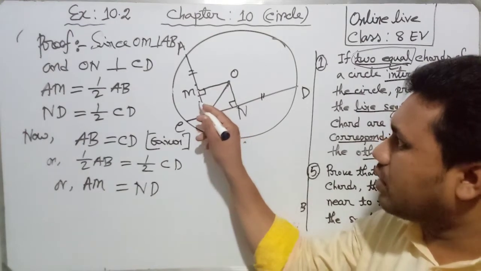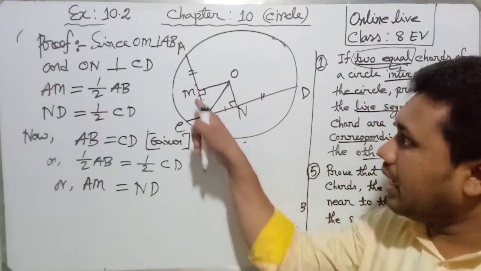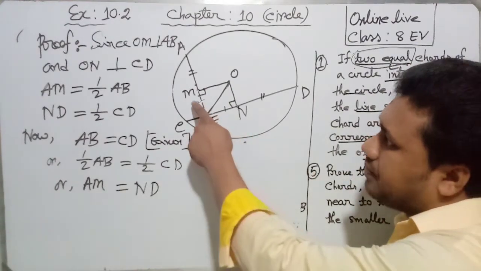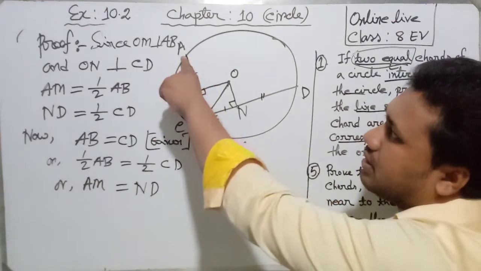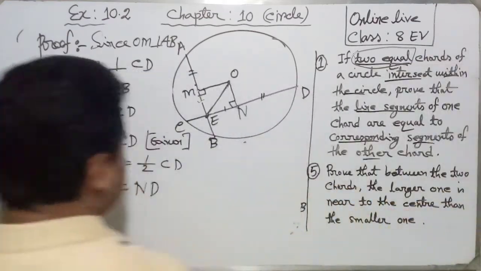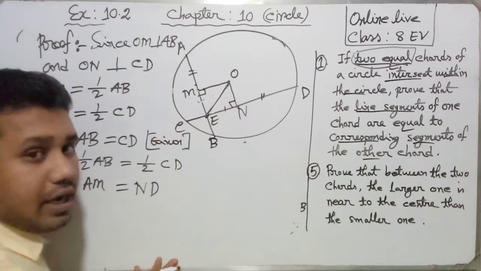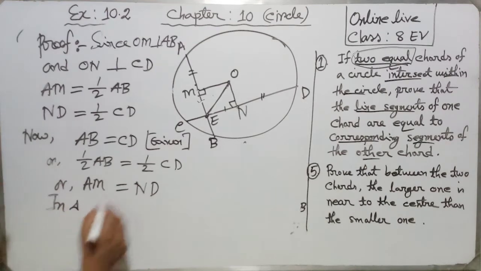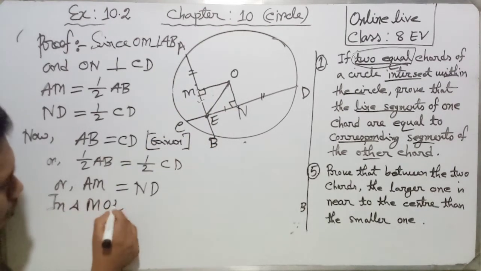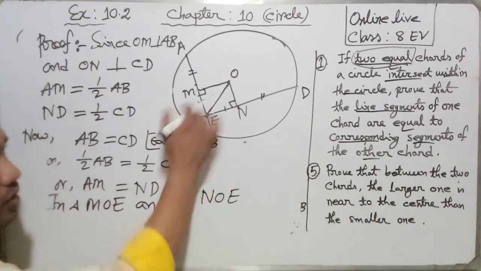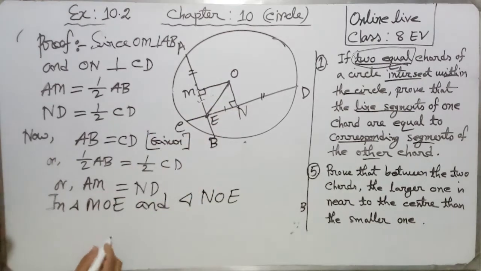Now we need another two. Look, this one and this one, ME and EN. If we can show that these are equal, then this part and this part will be equal. So now dear students, there are two triangles. According to the congruent method, comparing, look, in triangle MOE and triangle NOE, comparing these two triangles, we can see that OM equals ON.